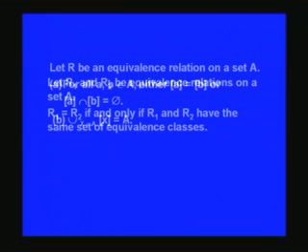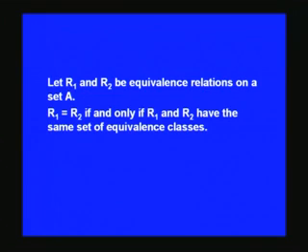From this we immediately get this result. Let R1 and R2 be equivalence relations on a set A, then R1 is equal to R2 if and only if R1 and R2 have the same set of equivalence classes.